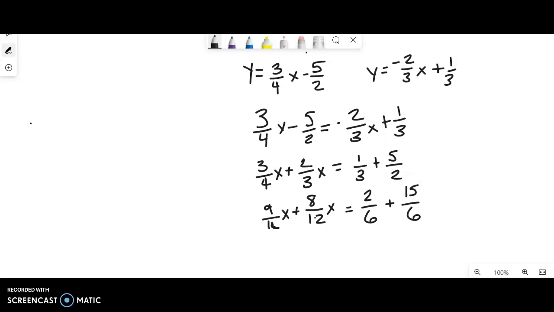Okay, 9 plus 8 is 17 over 12. And 2 plus 15 is 17 over 6. Okay, again, this looks really, really yucky. So what I'm actually going to do, this is not over 12, this is over 6.